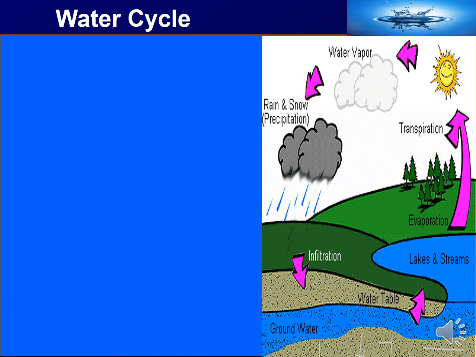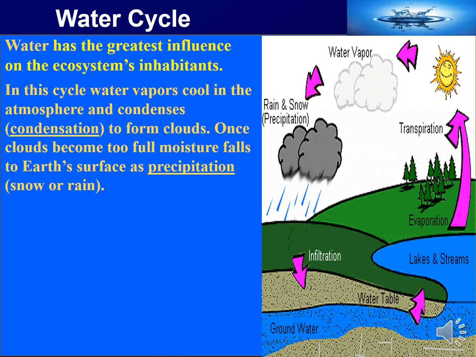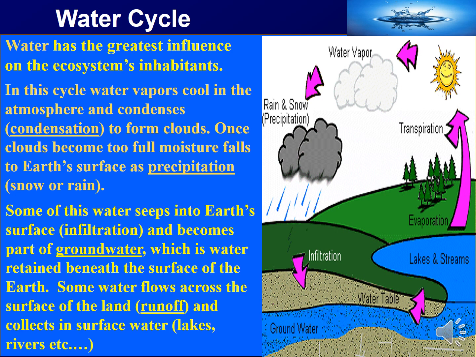The water cycle is very important because all living things need water, and water and its availability has the greatest influence on the ecosystem's inhabitants. In the water cycle, water vapors cool in the atmosphere and condense to form clouds. Once clouds become saturated or too full, moisture falls to the earth in the form of precipitation.